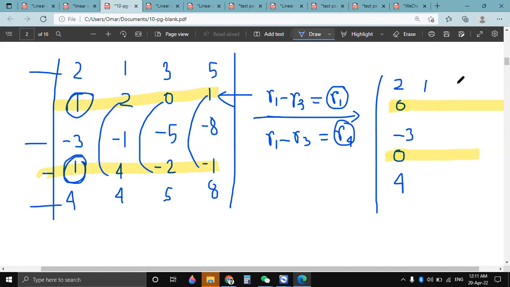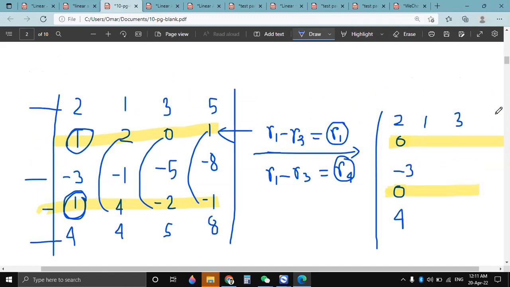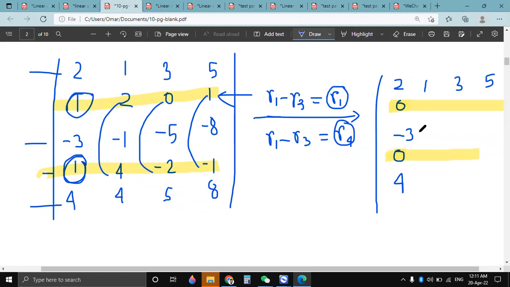So 1, 3, and then 5. So here minus 1, minus 5, and then minus 8. And here, I'm just going to copy the numbers, okay? So I'm going to copy the first row, third row, and the fifth row. And I have to change the second row and the fourth row, right? So I have to write here R2, okay? R2, sorry. So I have to change the second row and the fourth row.